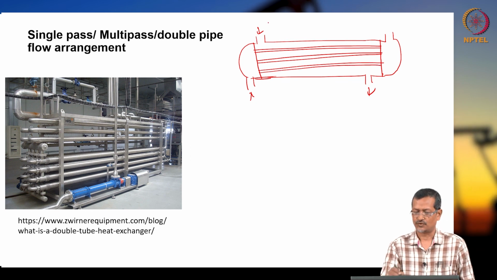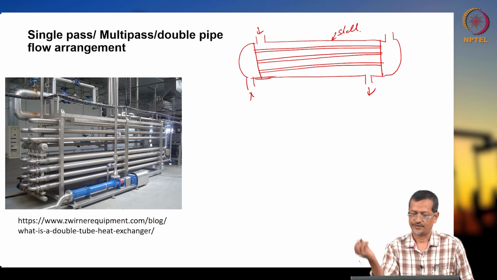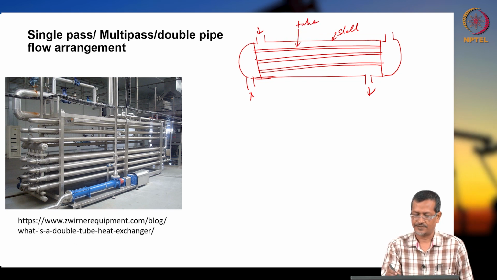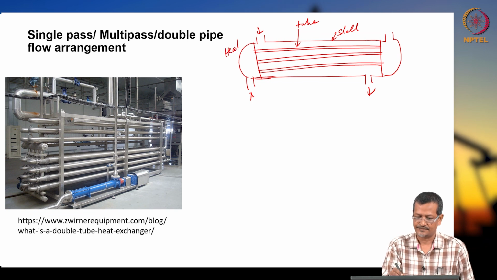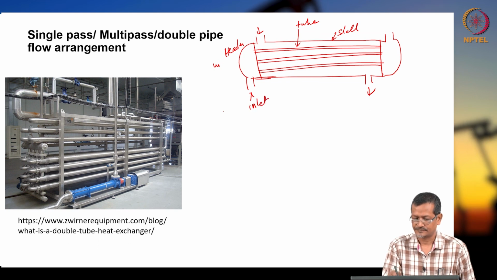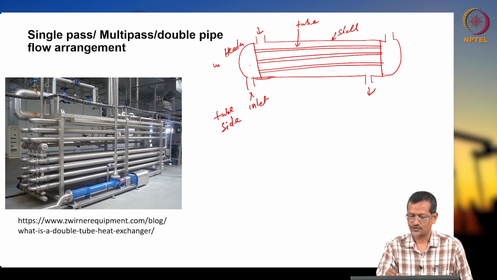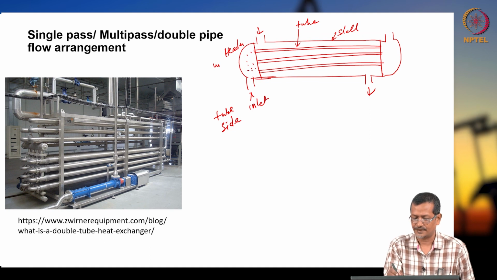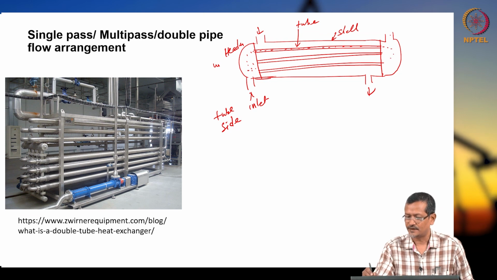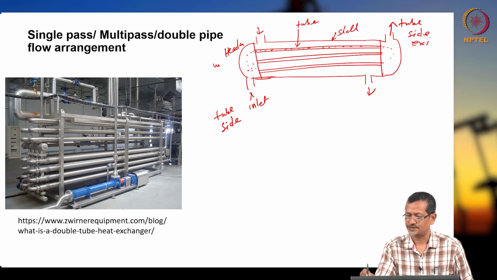Okay, so this whole body separator type big system is called shell. And these are tubes. And this is header, inlet. This is tube side inlet. And at the tube side inlet, fluid will be collected here, then fluid will be entering through this tube. Then it will go through this, the tube side exit.